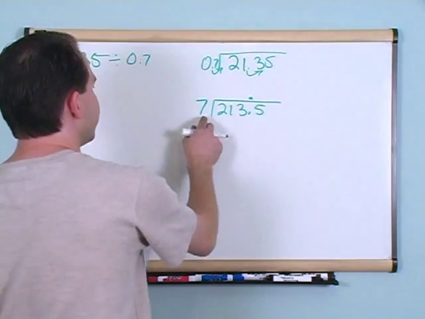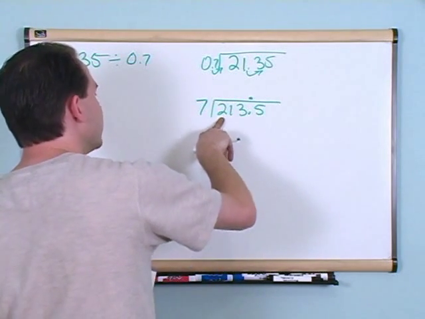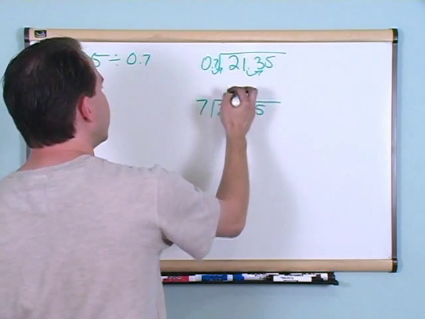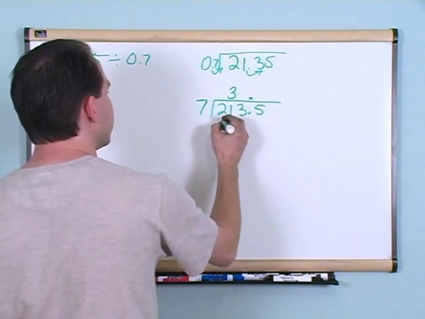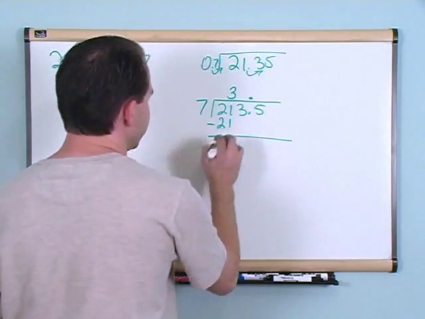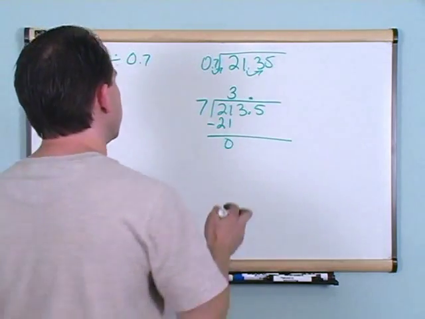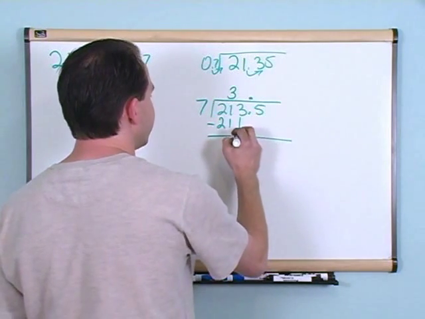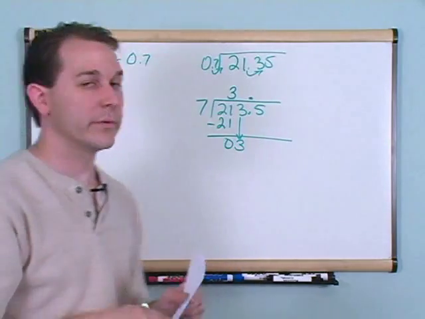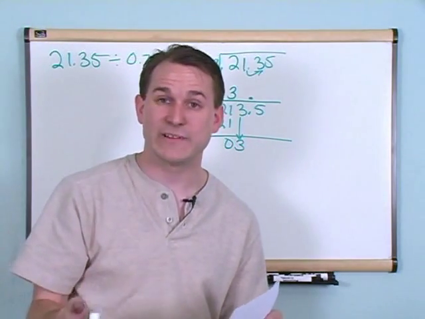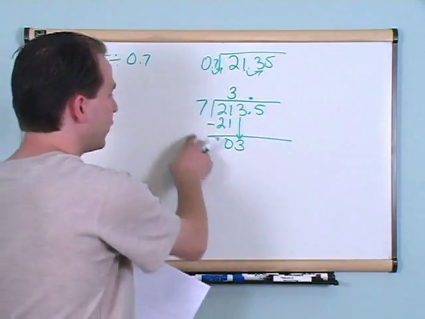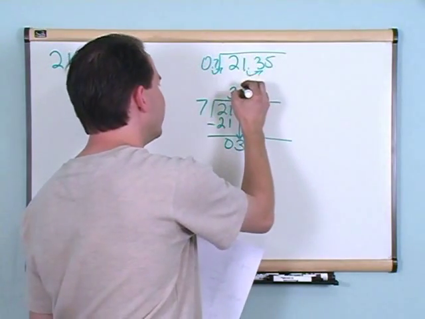And then you ask yourself, can 7 go into 2? Well, no, it can't, so let's try both digits. Can 7 go into 21? Yes, it can go 3 times. 7 times 3 is 21. Okay? You subtract this, you get a 0. Okay? Can 7 go into 0? No, it can't, so you drag your 3 down. Can 7 go into 3? Well, no, it can't. It can go 0 times.